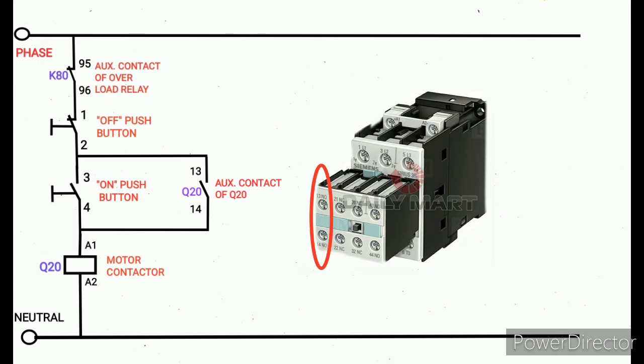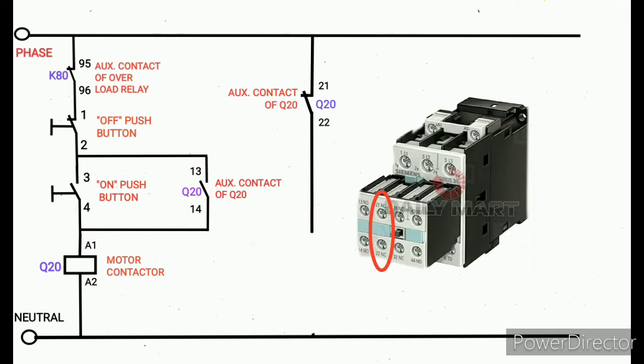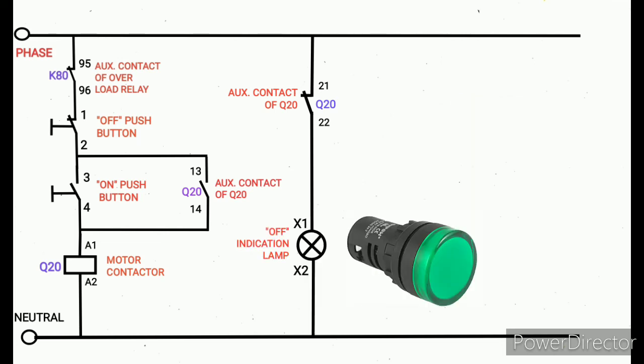Next we are going to draw the indication lamps. First I draw the OFF indication lamp. For OFF indication I have taken the Q20 auxiliary contact NC. Then I connect the OFF indication lamp. This is green color, I mentioned here.